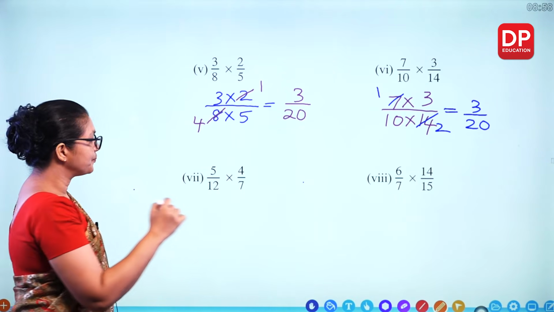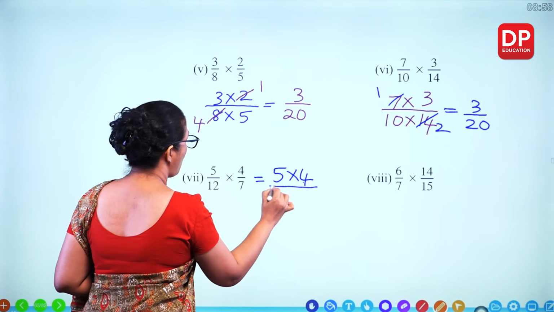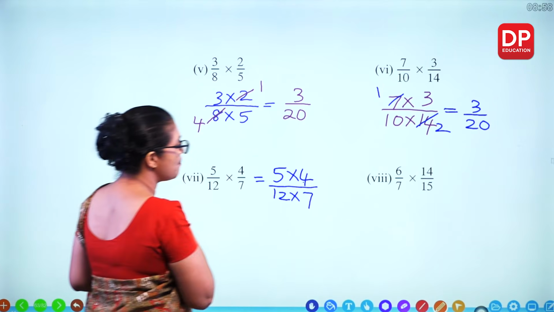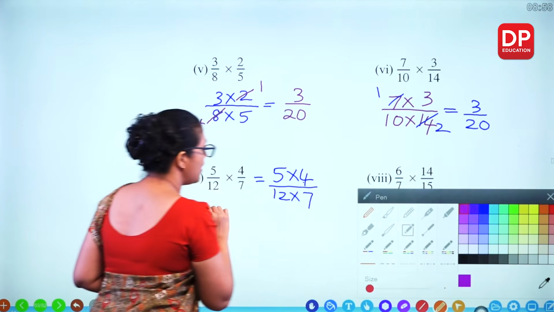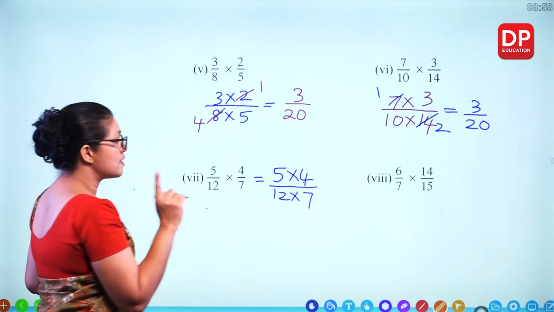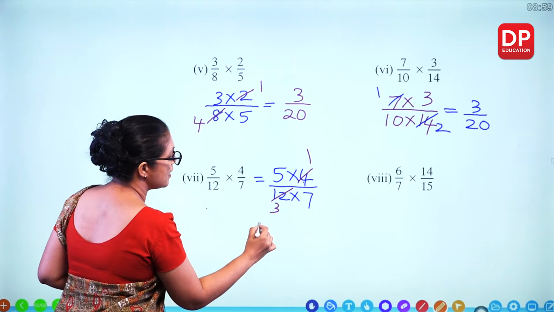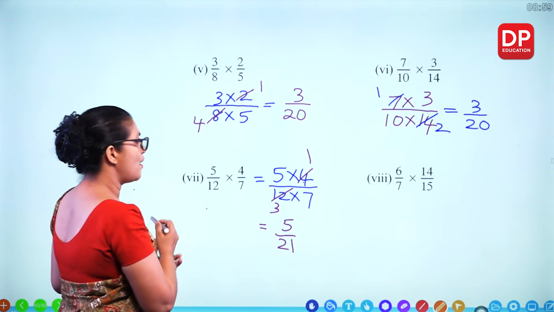This one. 5 times 4 over 12 times 7. Can you simplify? Yes, we can simplify. Whenever you can simplify, just simplify first. 4 times 1, 4 times 3. Now multiply 5 over 21.